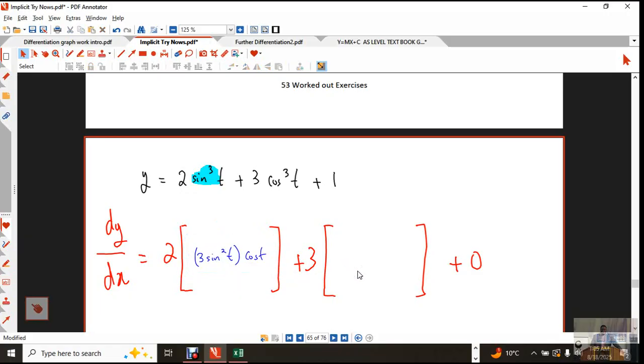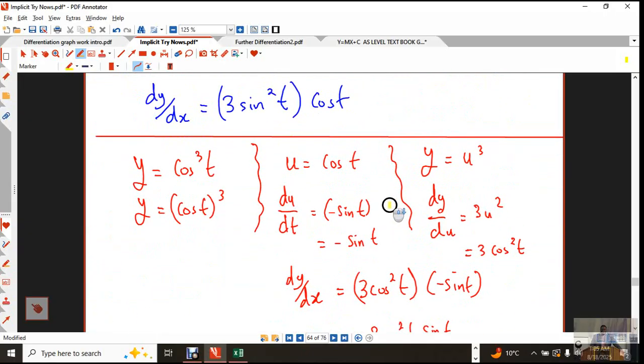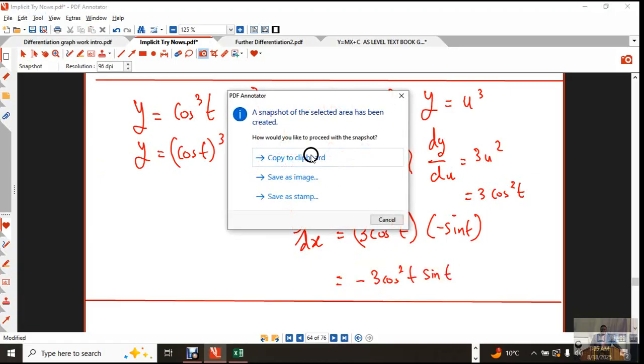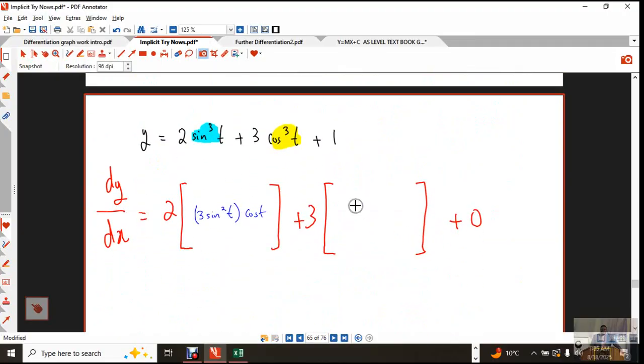What else do we know? We know that the derivative of cos cube of t is this one over here. So I'm going to grab that one also, and it's going to be here. Right, so this is going to be dy/dx.